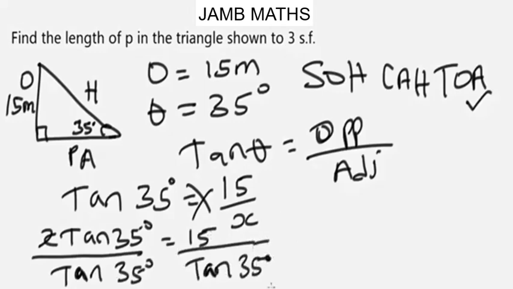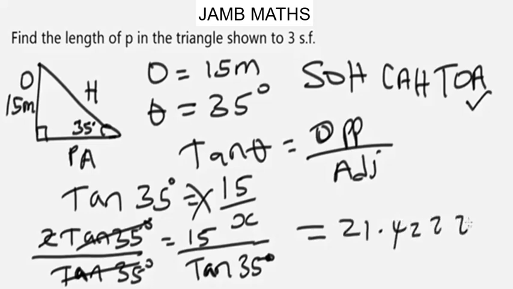Alright. So this is in degrees. Okay, so this we cancel. So that means our adjacent, our x, will now be 15 over tan 35. So when you punch it on a calculator, it's going to give you 21.4222201. Okay, we're asked to show it in three significant figures.